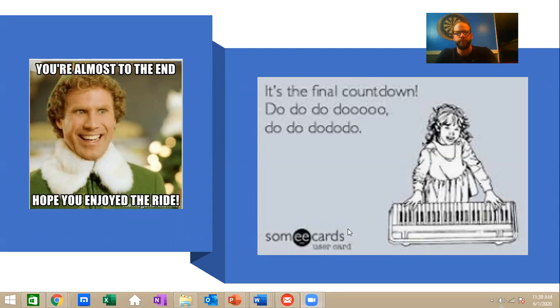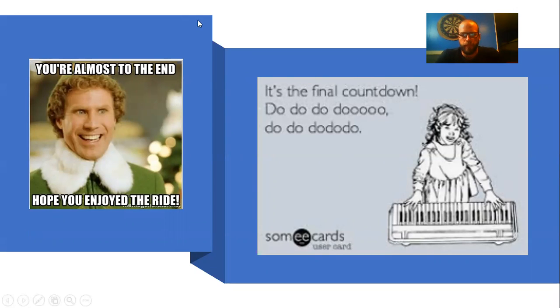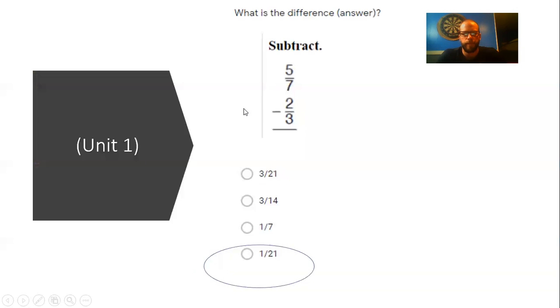All right. Let's check out some answers, shall we? We have 5/7 minus 2/3. First thing that you had to do, find the common denominator. 7's a name, thirds are a name. The first name they can both turn into is 21sts.